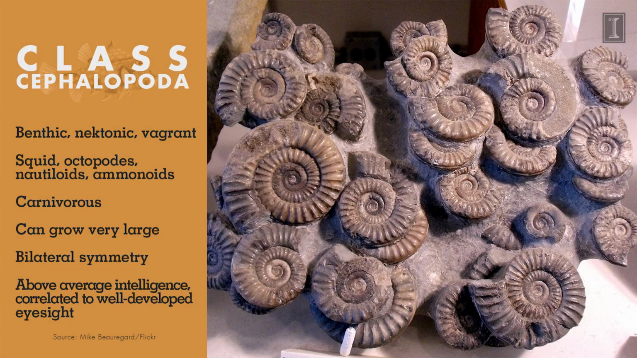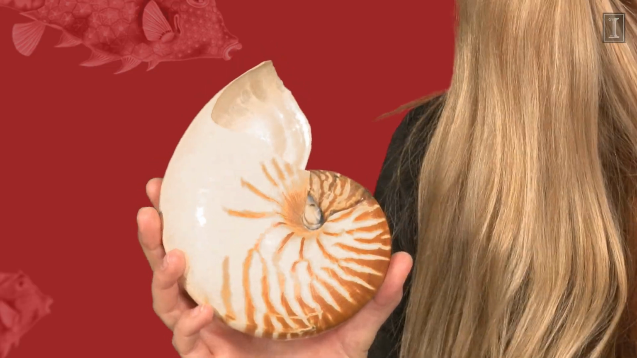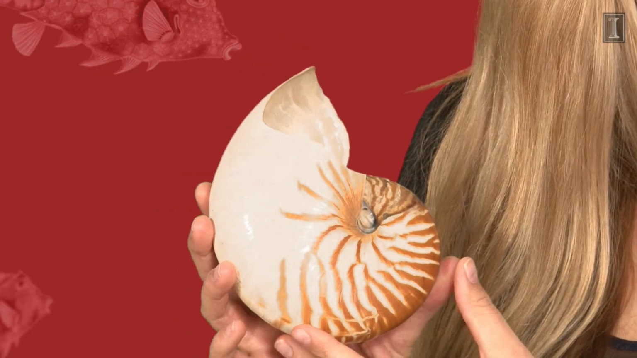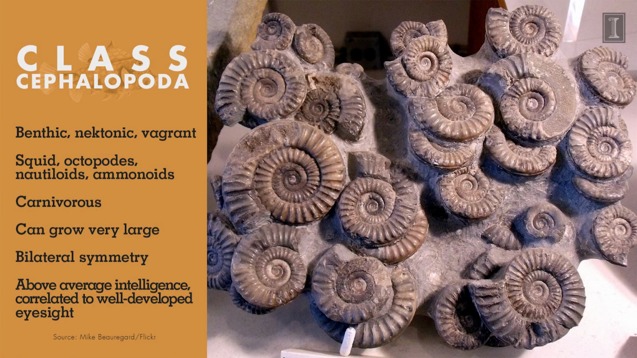Some cephalopods exhibit a single piece of a coiled shell, such as this nautilus, and they have a siphuncle in them, which is a tube that brings in water to the shell and controls the buoyancy of it in the water column, meaning it controls the position of the organism in the water column. And an interesting note about cephalopods is that they generally have above average intelligence.